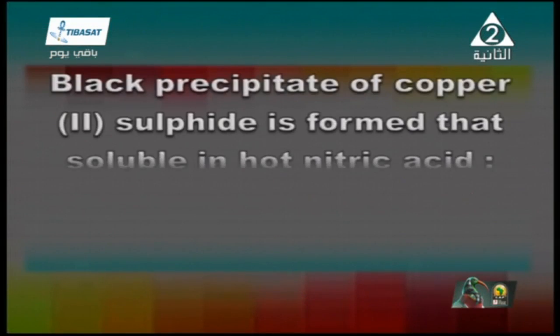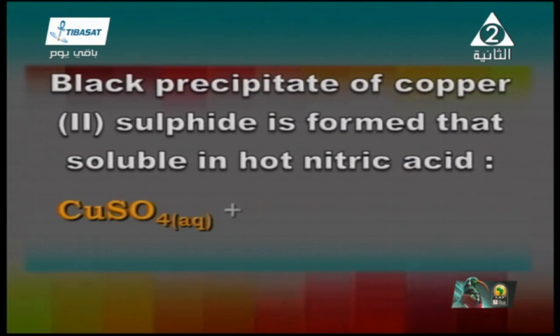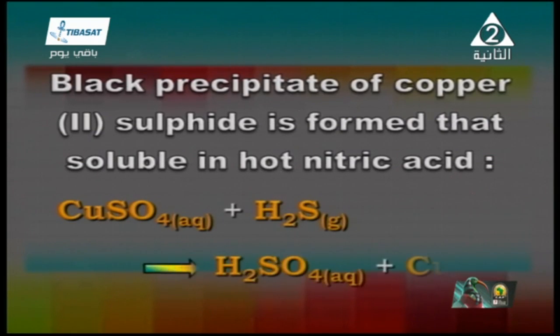So, my dear student, the black precipitate of copper 2 sulfide is formed, which is soluble in hot concentrated nitric acid. As the equation proceeds on the screen, copper sulfate solution plus hydrogen sulfide gas gives sulfuric acid aqueous solution plus black precipitate of copper sulfide.